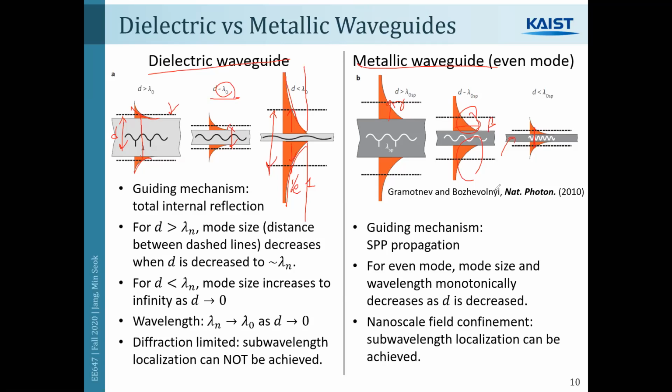This possibility made people very excited about 10 years ago, when it was first spotlighted. So this is very fundamentally different. For a dielectric waveguide, no matter how thin the waveguide is, the actual mode size is limited by lambda, the diffraction limit. But for a metallic waveguide, if you make the waveguide very thin, then you can make your mode very thin, far below the diffraction limit.